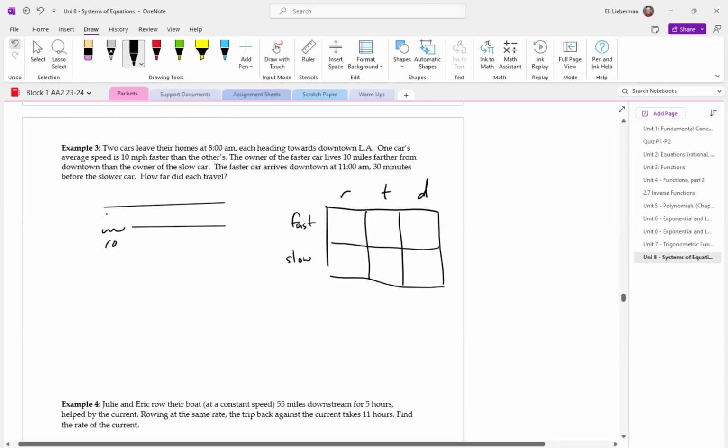I'm going to label this because, specifically, the owner of the faster car lives 10 miles further from downtown than the owner of the slower car. So I'm going to label this as F and this as S. Of course, the beginning of each segment is their home and the end of the segment is downtown, or they're going to the exact same place downtown. That's why it ends up in the same spot.